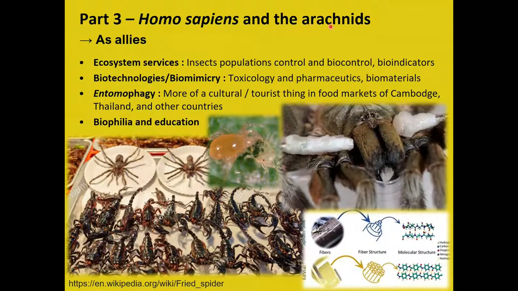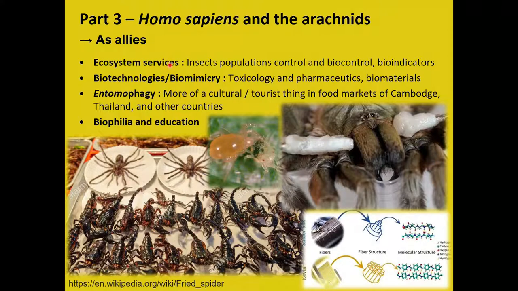Of course, arachnids are also extremely beneficial to us. Some people eat them. I'm not sure about the caloric intake that you get from a fried scorpion. Well, fried everything is pretty good, but fried scorpion, I'm not sure. Mostly in Southeast Asia. It's actually more a cultural thing nowadays because we have fast food, and I don't think they serve fried tarantula in McDonald's. So not that much eaten nowadays, mostly for tourists.